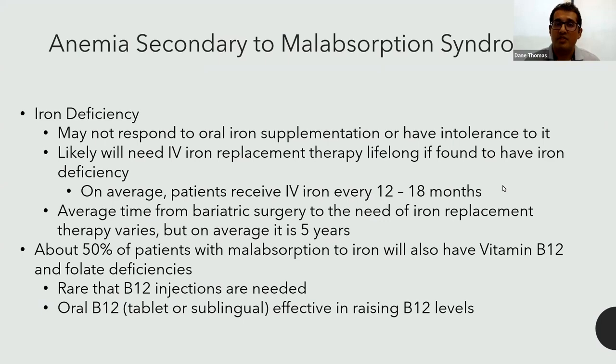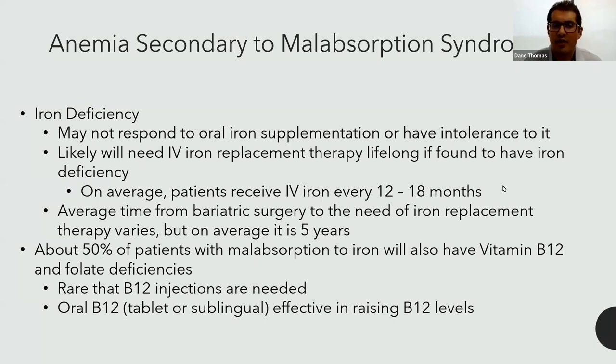Now, anemia that's secondary to malabsorption syndromes is quite common in our practice. And we first will talk about iron deficiency. Unfortunately, iron deficiency secondary to malabsorption may not respond to oral iron supplementation, or patients, because of their malabsorption issue, don't have a great tolerance to it. These patients likely will need IV iron replacement therapy lifelong if found to have iron deficiency. On average, patients receive IV iron in this setting from malabsorption every 12 to 18 months from my experience.